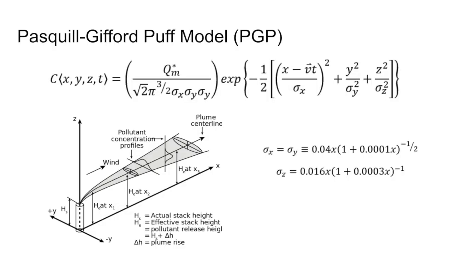Here we have the Pascal-Gifford Puff model, or PGP. This defines the concentration of a chemical, taking into account the height, defined as z, the distribution of the chemical, defined as y, and the wind speed, defined as x.